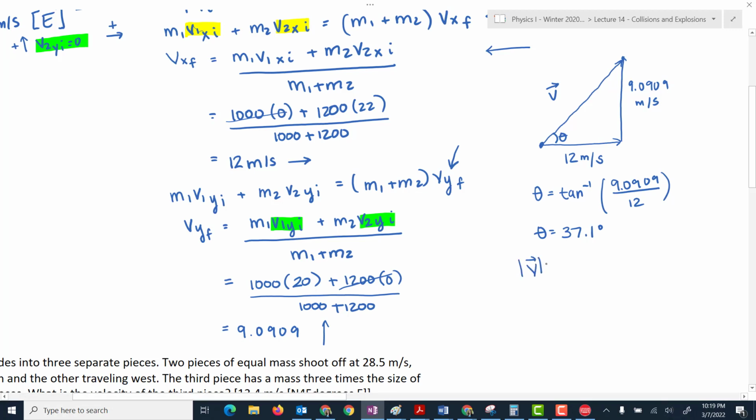And I can also solve for v, which is my hypotenuse. So I can find the magnitude of v. So v squared equals 12 squared plus 9.09 squared using Pythagorean Theorem. And then I'll square root both sides, and I get the square root of 12 squared plus 9.0909 squared. So the magnitude of v is then the square root of 12 squared plus 9.0909 squared, and that gives me 15.05. So I should probably be rounding at this point.